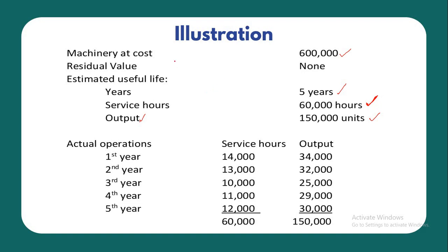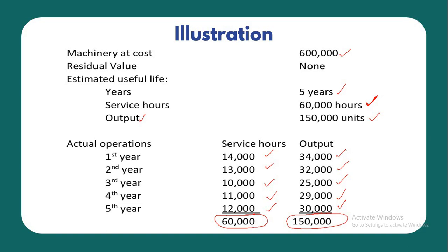So, actual operation during the life of the asset, first year until the 5th year. Mao ni ang ilahang actual service hours nga na-incur: 14,000, 13,000, 10,000, 11,000, 12,000 respectively, for a total of the maximum capacity niya nga 60,000. For output or the number of units, we have 34,000 units produced, 32,000, 25,000, 29,000, and 30,000 units produced respectively, for a total of the maximum capacity niya nga units of production, 150,000 units. Okay? So, unsaon na to pag-compute sa depreciation?